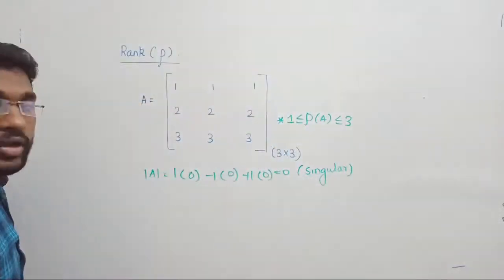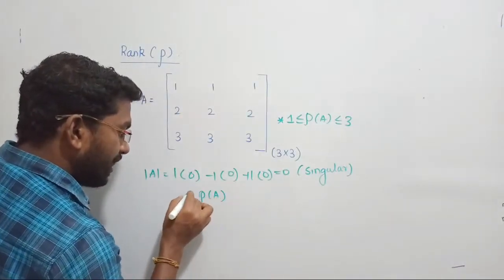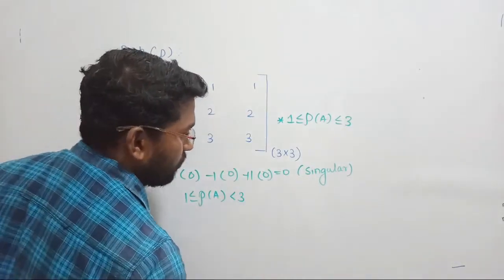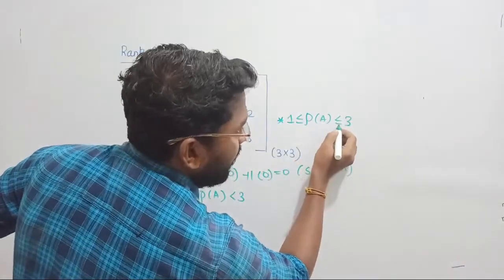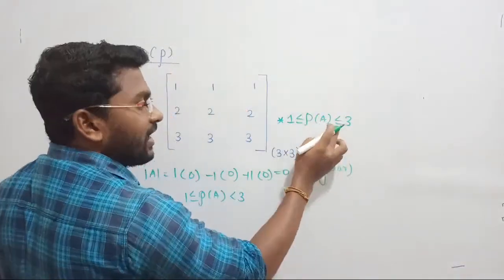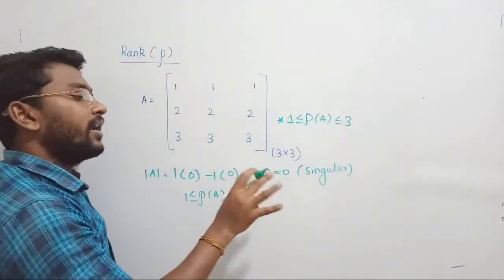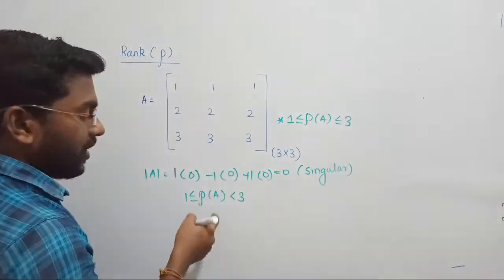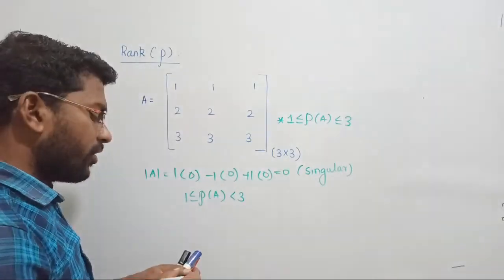If the matrix is singular, then the rank of the matrix is at least 1, and maximum it has to be less than n. n is 3. In the general case it may be equal to 3. But since the matrix has become singular, the rank will definitely not be 3. It can only be less than that. So it may be equal to either 1 or 2. Then what can we do?